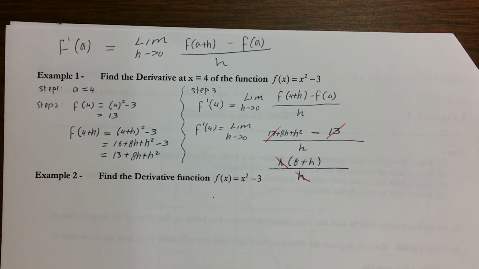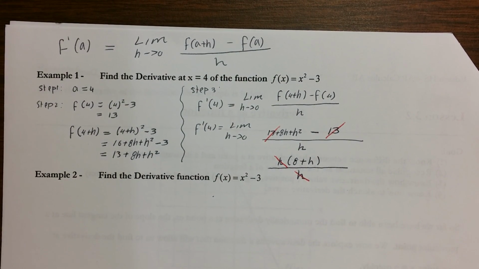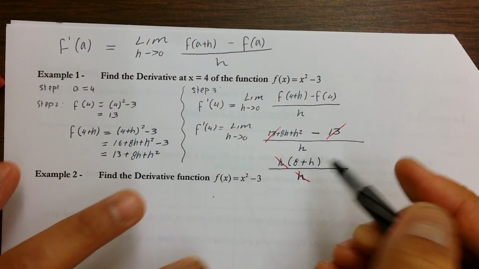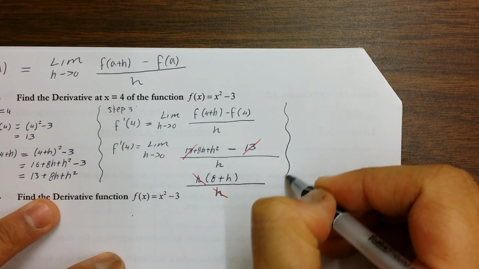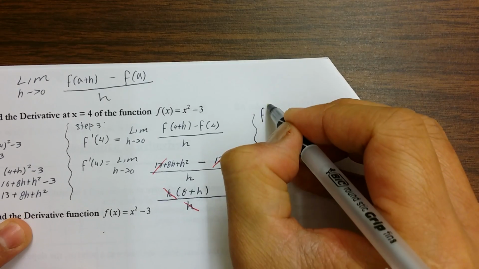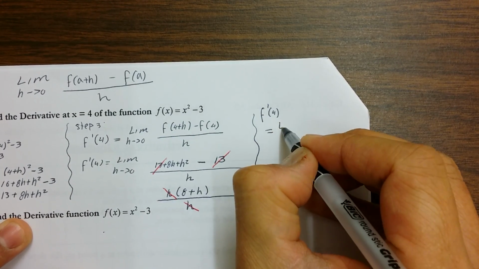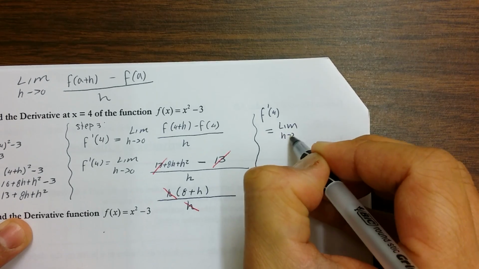If you can't see that, take your time and make sure you see that. Notice that these two terms contain an h. I can factor that h out and cancel it out. Now I'm almost done, so make sure you take your time and write the notation clearly. The derivative at 4 is the limit as h runs to 0.